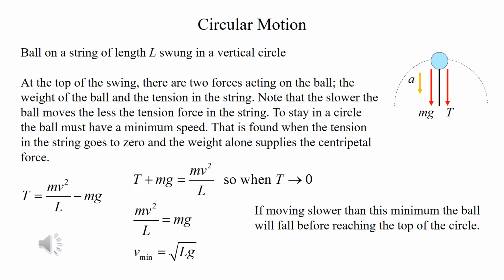If we go exactly this, it will make it through the circle, but the tension in the string will be 0. And then if we go faster than that, we need tension in the string to keep it in the circle.